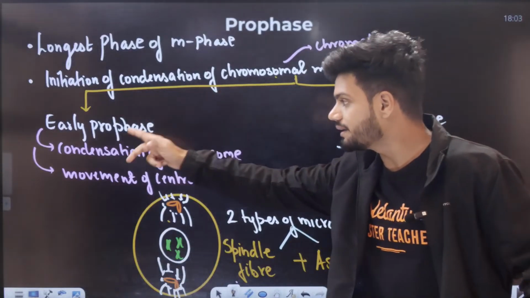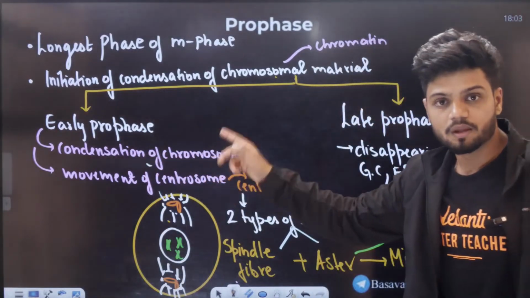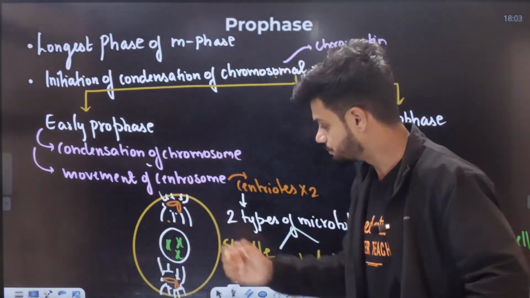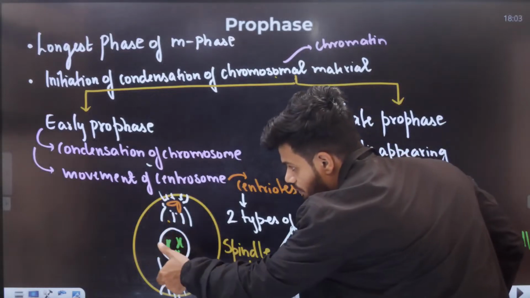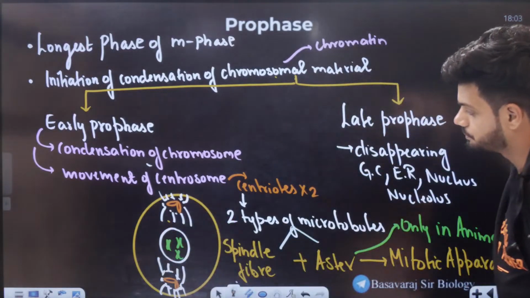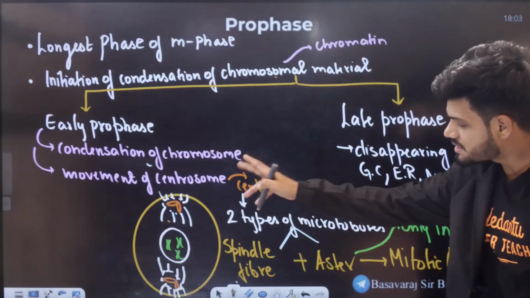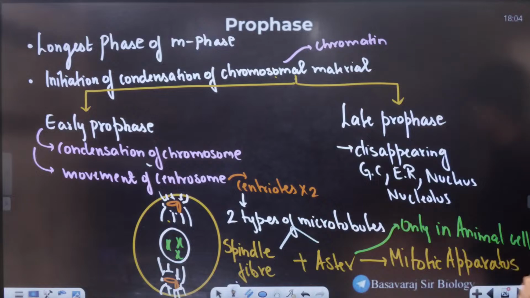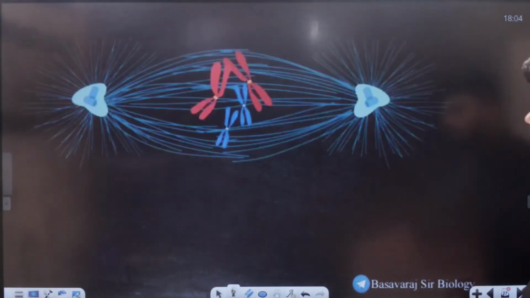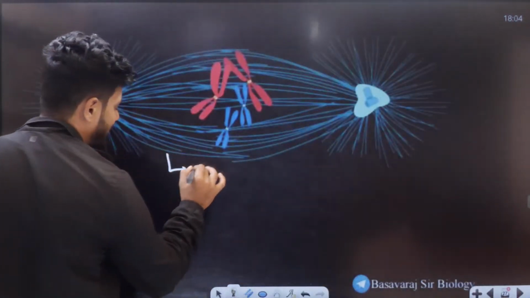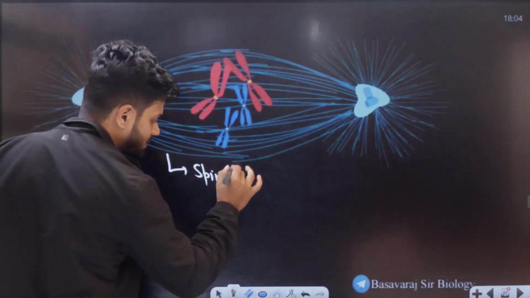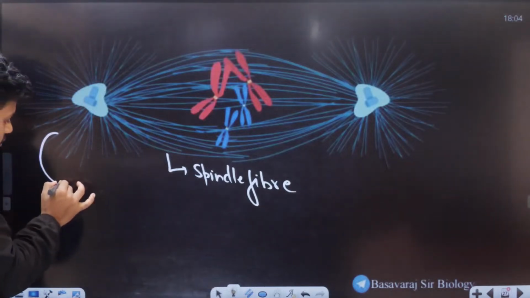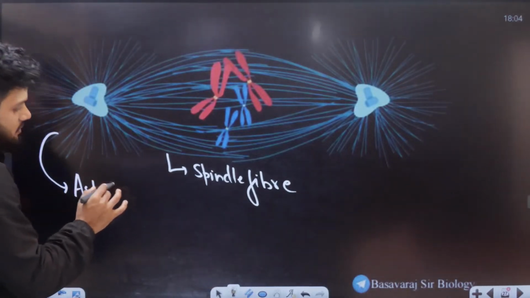Early prophase, what is happening? Condensation of chromosome. Apart from condensation of chromosome, there is movement of centrosome. Can you see? These centrosomes have moved up here. The centrosomes have centrioles, and centrioles have two types of microtubules. The first type here, can you see? This is called spindle fiber, and this one is called aster.